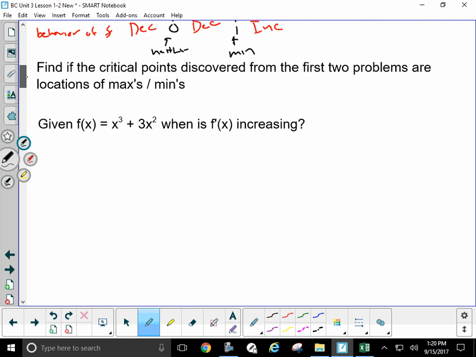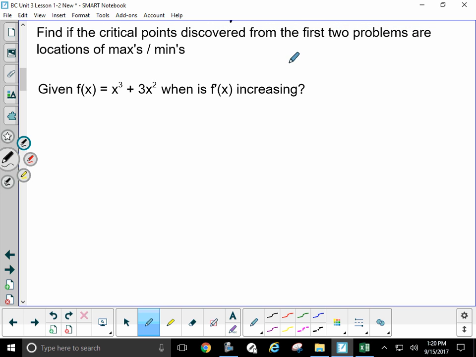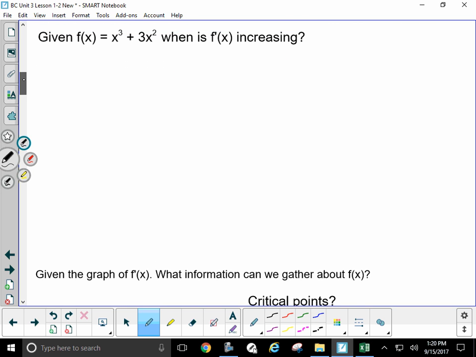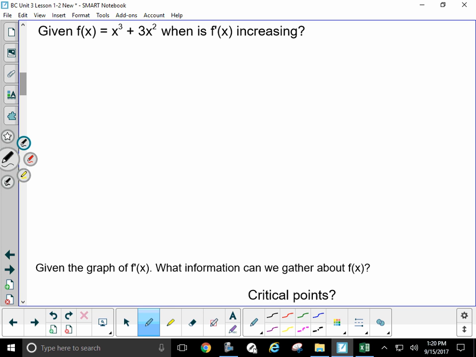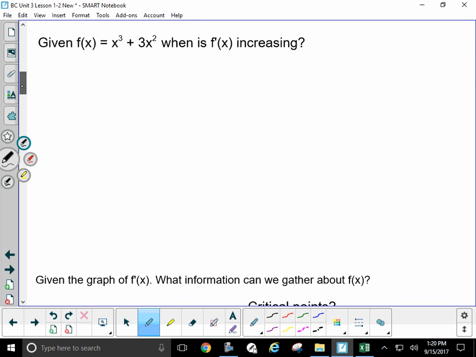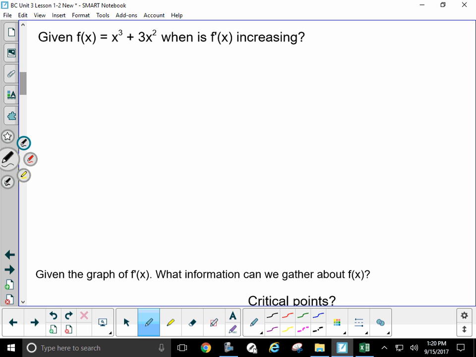Now, for practice, we can go back and find the critical points from the first two problems, but we need to continue to move on. So we're going to do this problem. It's a tricky problem. If f of x equals x cubed plus 3x squared, when is f prime increasing? About 80% of you will get this wrong. Let's see if you can get it right. Question is, given f, which is x cubed plus 3x squared, when is f prime increasing?